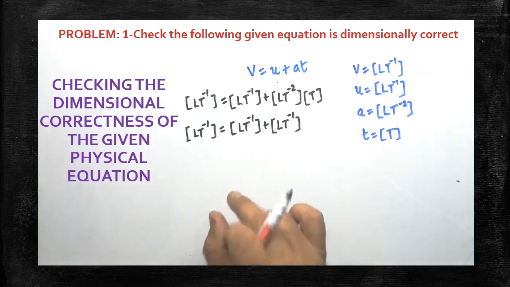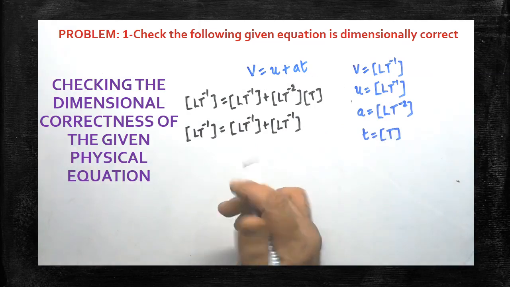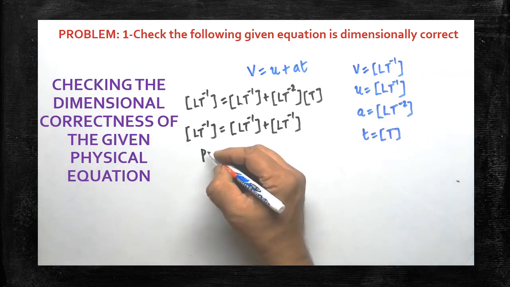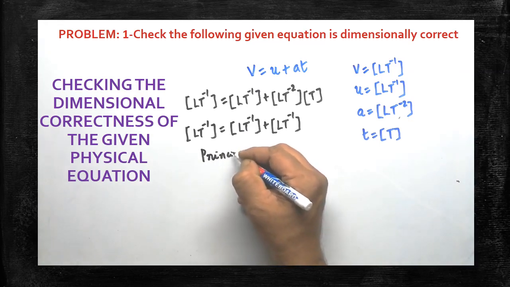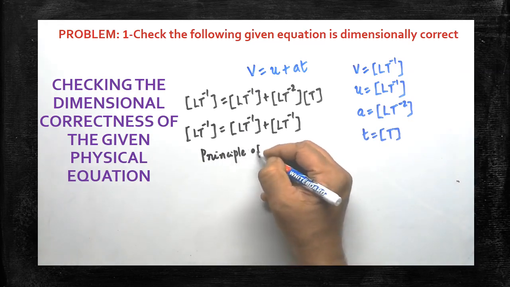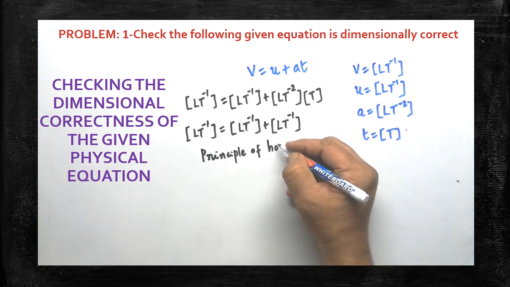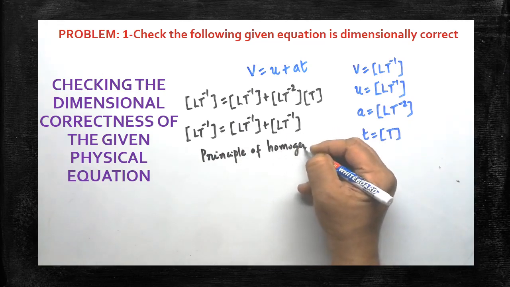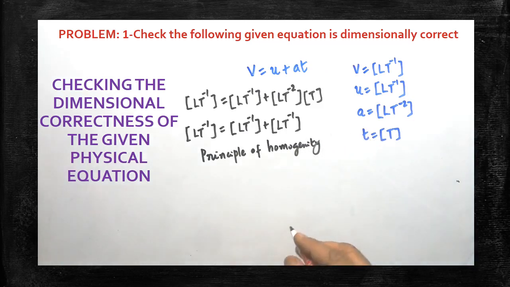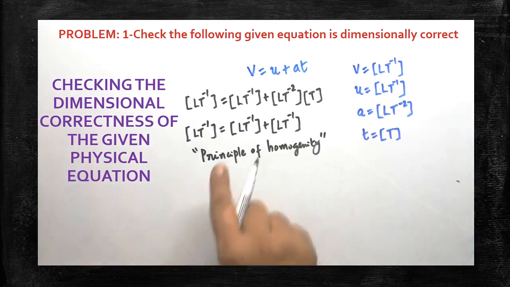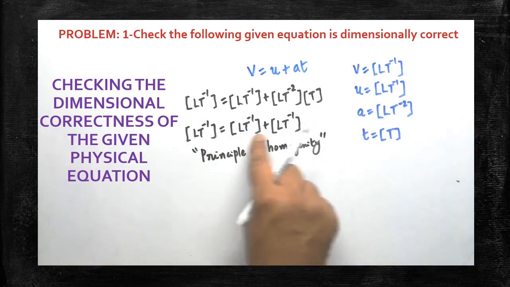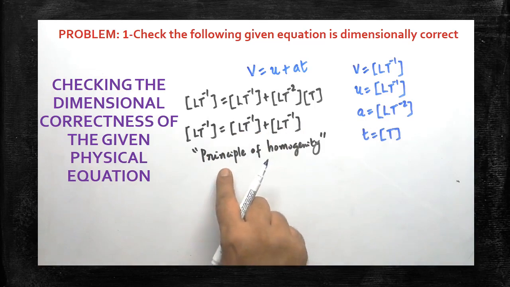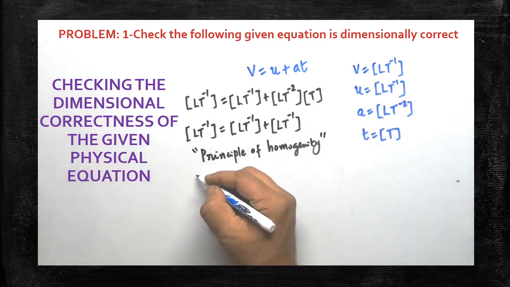Now, we have to follow one principle called the principle of homogeneity. What is this principle of homogeneity? You have to mention here, according to the principle of homogeneity. What does that principle say? We have to check whether all the factors on the LHS and RHS have the same dimension or not. So as per the principle of homogeneity, you have to write like this.